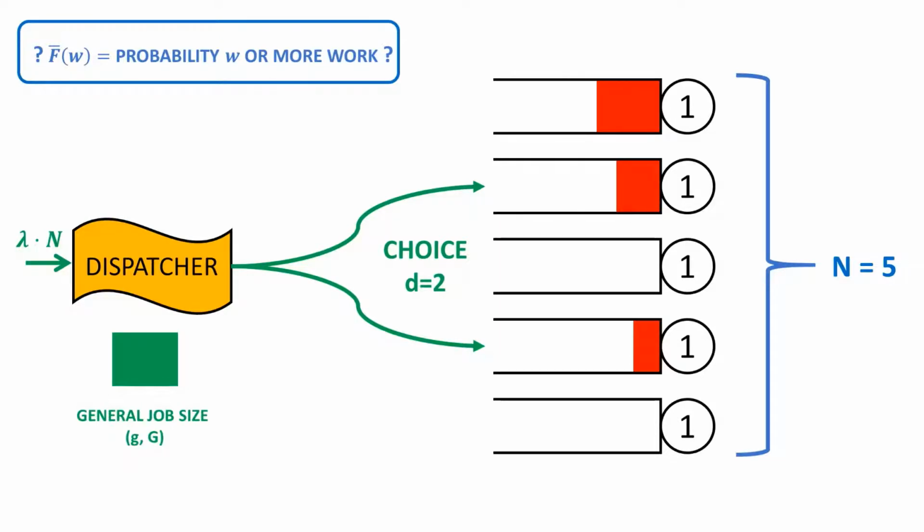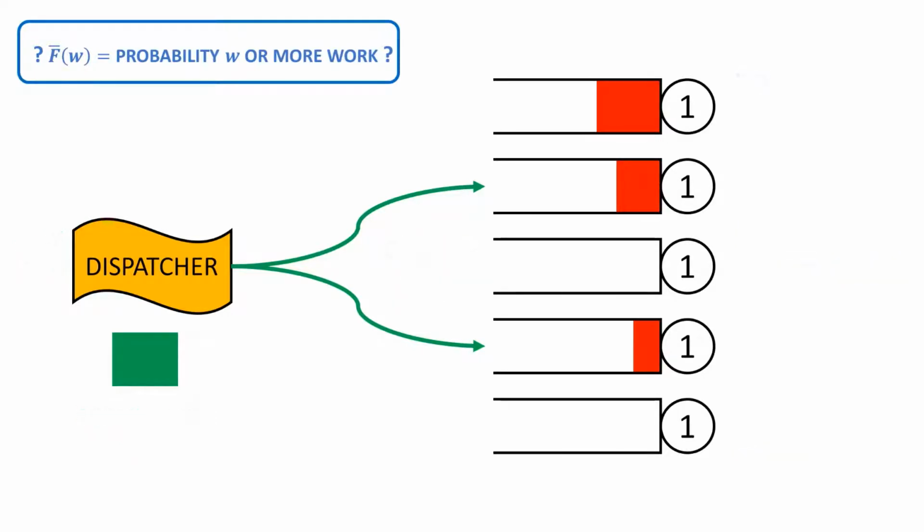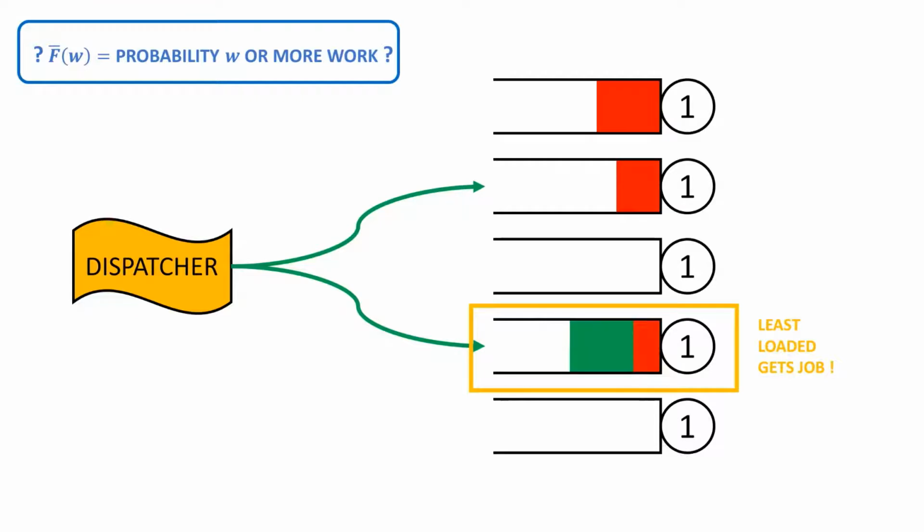Let us remove some of this notation to get a more clean view of the system. The dispatcher looks at the two selected servers and observes that queue number 4 will be able to start working on the incoming job first. Therefore, it assigns the job to queue number 4, and the work is added to that queue.